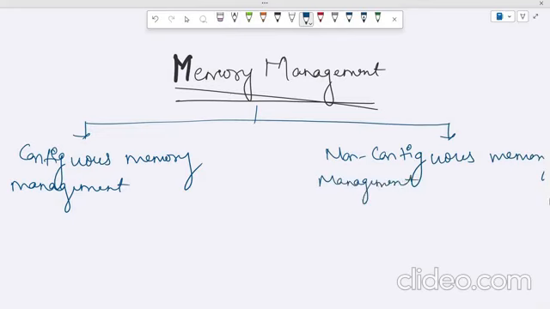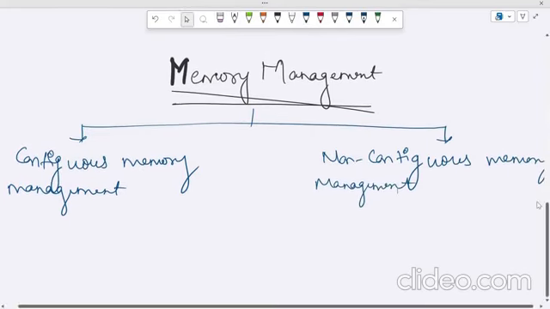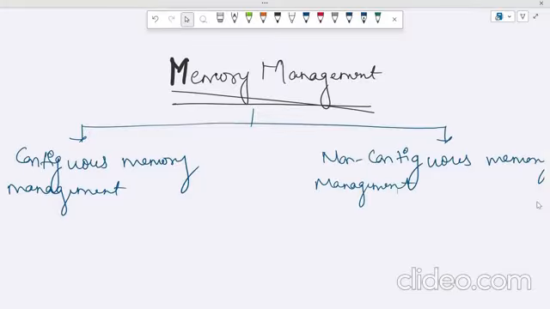Now, in contiguous memory, the process is stored in consecutive memory locations, in a contiguous way. Contiguous means line by line. In non-contiguous memory management, memory is allocated to a process in different places. Different memory is allocated to different processes.